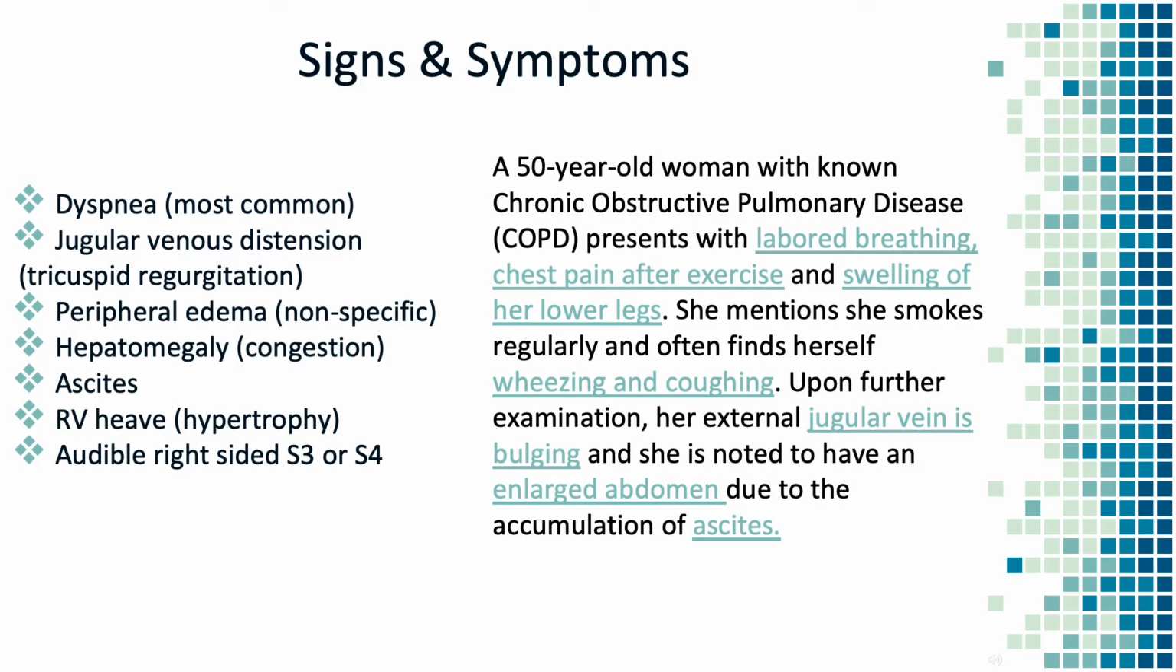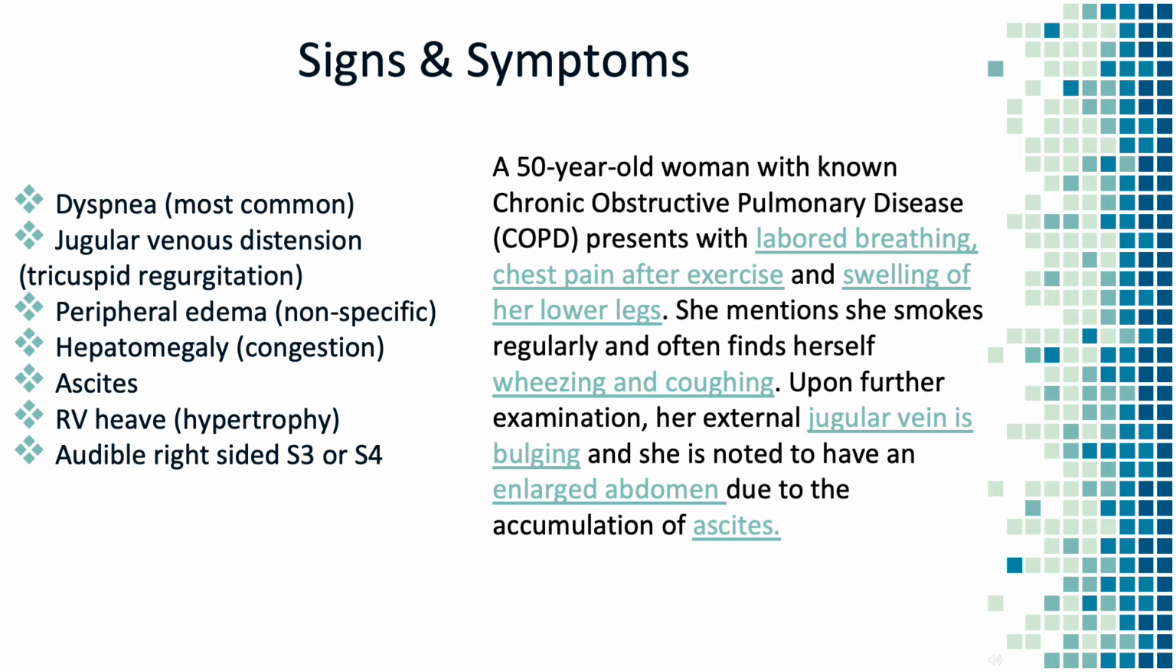Signs and symptoms. Dyspnea is one of the most common symptoms of cor pulmonale. With our case study, we can see the woman as having difficult and labored breathing. Fatigue will also set in during exertion. Jugular venous distension occurs as there is regurgitation of the tricuspid valve. In our case study, we can see the woman's jugular vein is bulging. Peripheral edema is also a sign that occurs and is nonspecific. For the woman, she's having swelling of her lower legs.